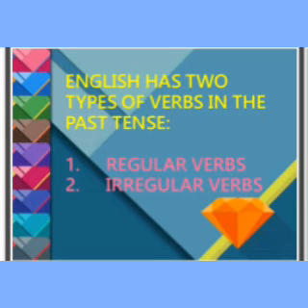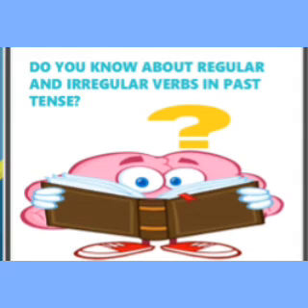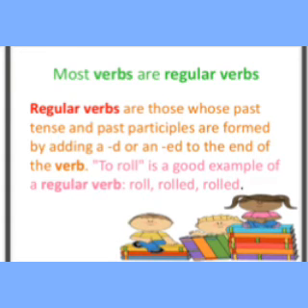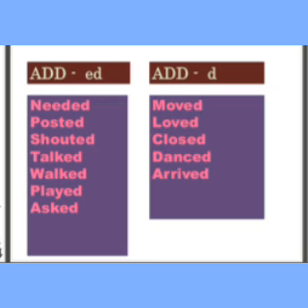Children, there are two kinds of verbs in the past tense, regular verbs and irregular verbs. Do you know about regular and irregular verbs in the past tense? Let us see what they are. Most verbs are regular. Regular verbs are those whose past tense and past participles are formed by adding d or ed to the end of the verb. To roll is a good example of a regular verb. Roll, rolled, and rolled. Let us see more regular and irregular words.